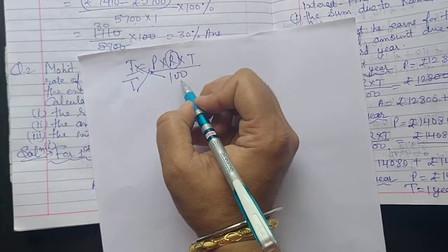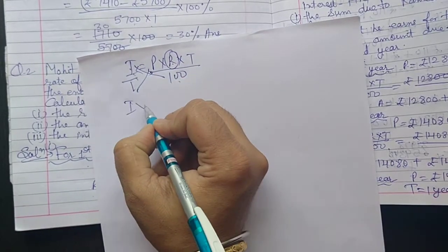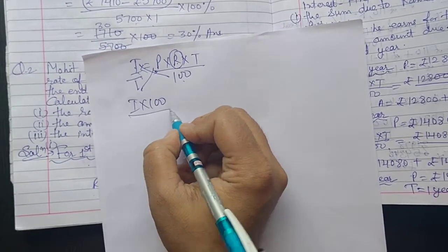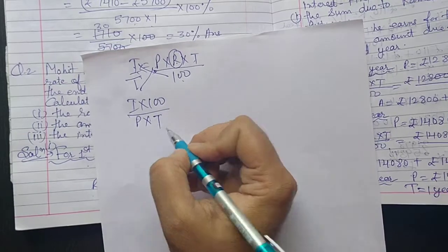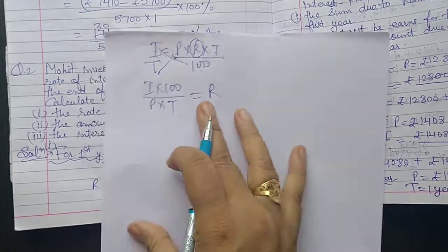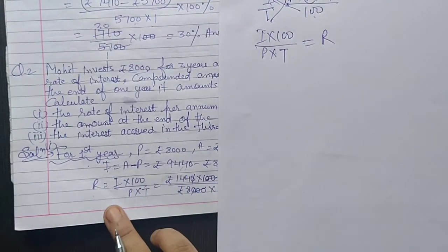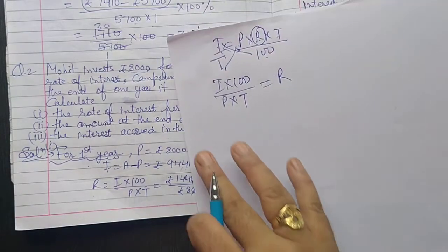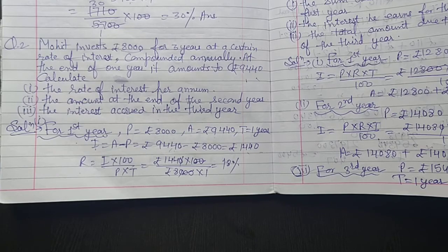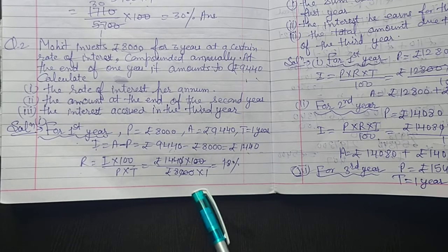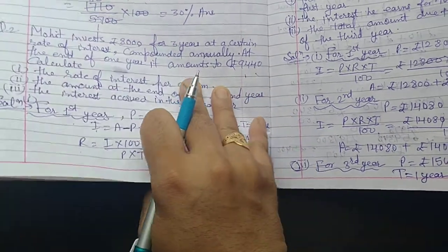So 100 will go with I, multiply by 100, then P and R will go with 1. This will give us R. So R is equal to I multiplied by 100 divided by P into T. Then after putting values you will get 18%.